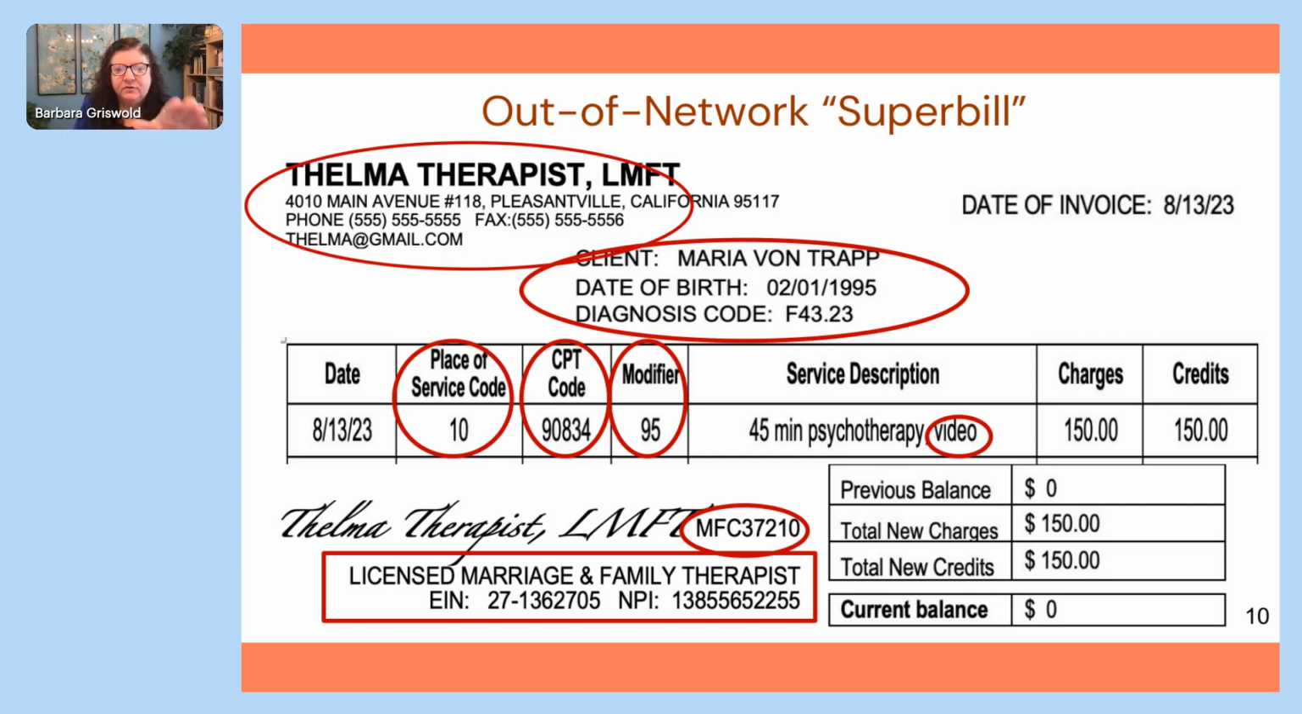You've got the date of service. You've got the first circle there, the place of service code, CPT code, modifier. You want it to be really nice and neat and really clear. And then under service description, you can see I'm very clearly spelling out it was a video session. So I'm telling the insurance plan 1,000 ways that this was a video session and the charges, right? And then you have down below there your information, your EIN or tax ID number, your NPI number, your license number, all that good stuff.